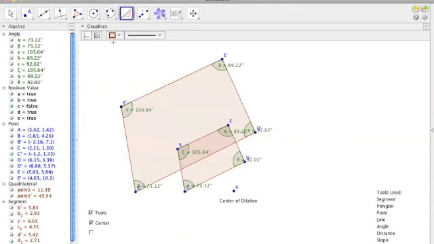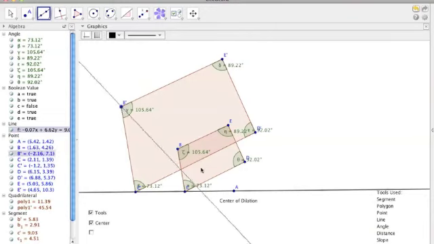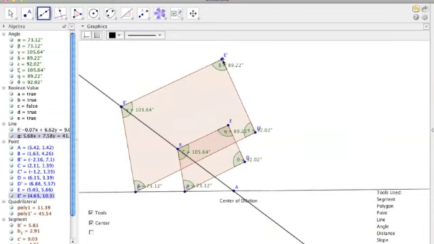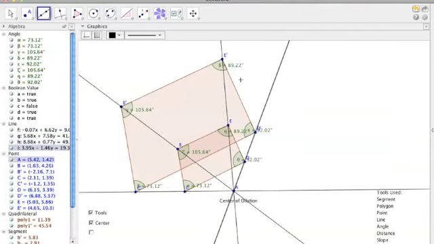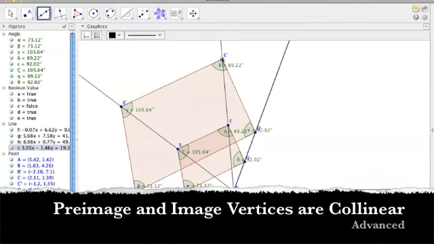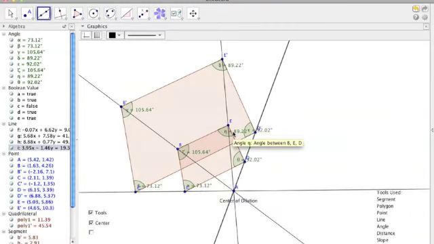I could also look at the advanced observation using an auxiliary line. So when we did this with a segment, we found out that the distance from the pre-image vertex to the center of dilation compared to the image vertex to the center of dilation increased proportionally with the scale factor. The line. You can see if I draw lines from the vertices of the image back to the center of dilation, the vertices of the pre-image also lie on the same line. That's another advanced observation.